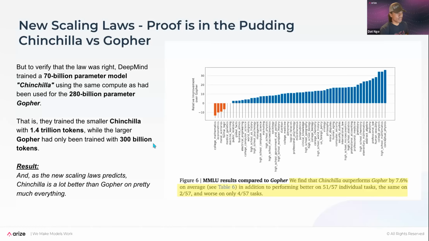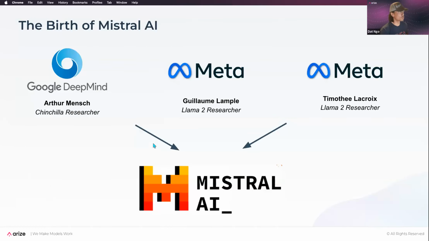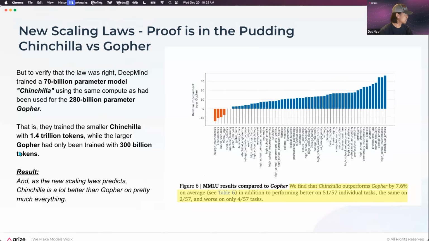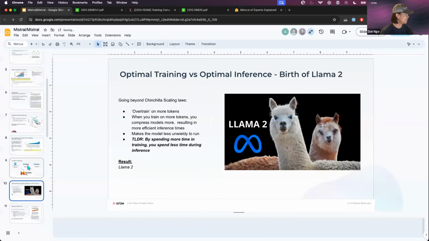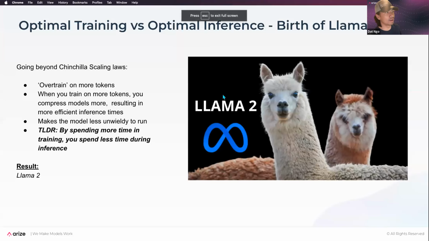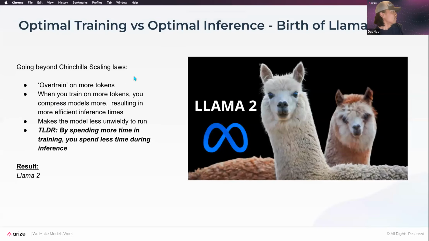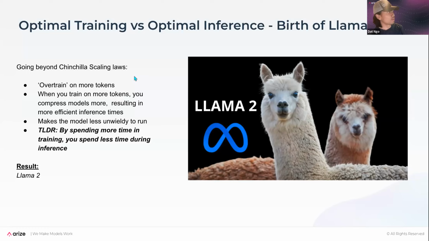Great. What does any of this have to do with Mistral and Mixtral? Well, it turns out, wow, we moved this slide way far up. Sorry about that. So why is this important? If you remember correctly, for a long time Llama 2 was your go-to open source model. And so this was the birth of Llama 2.